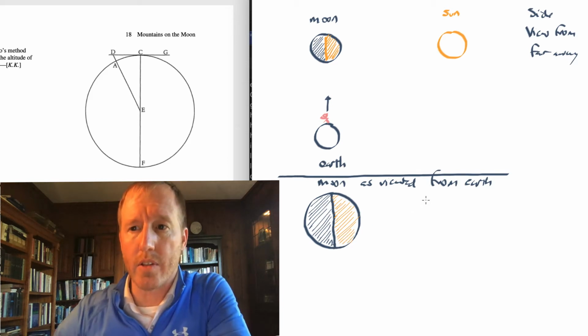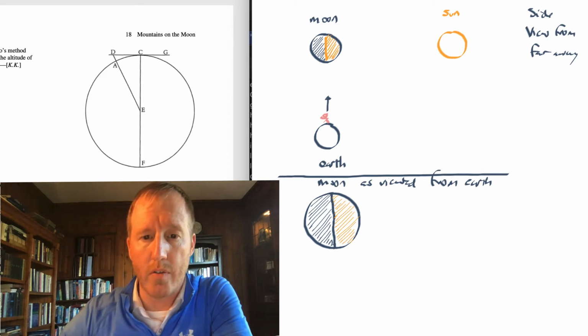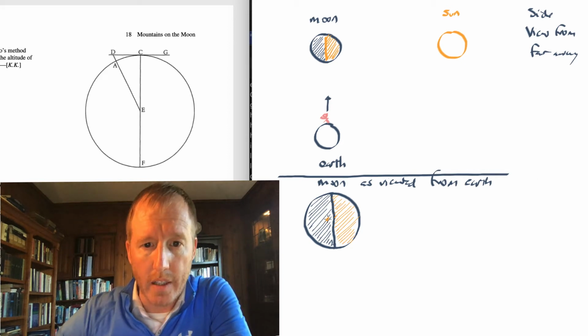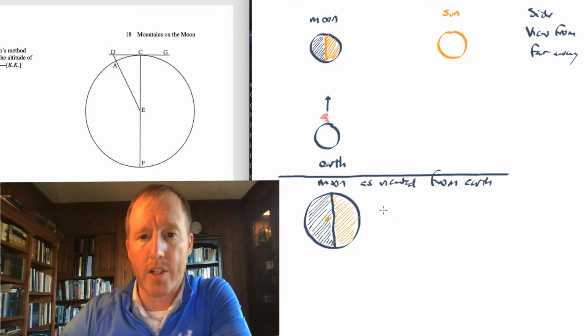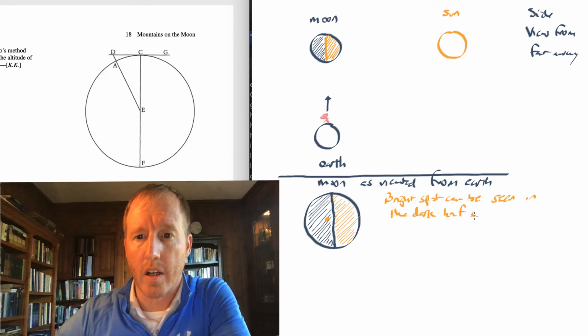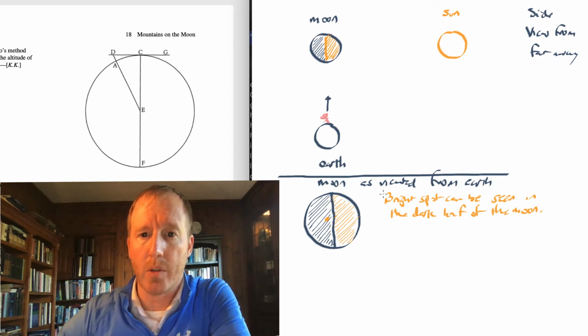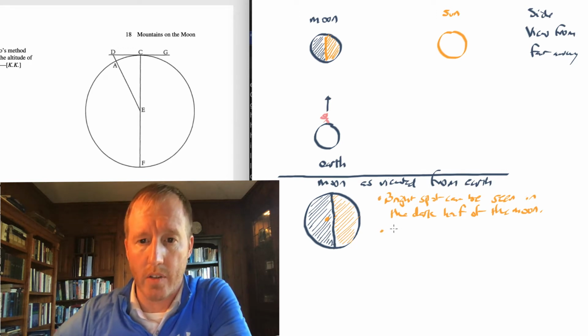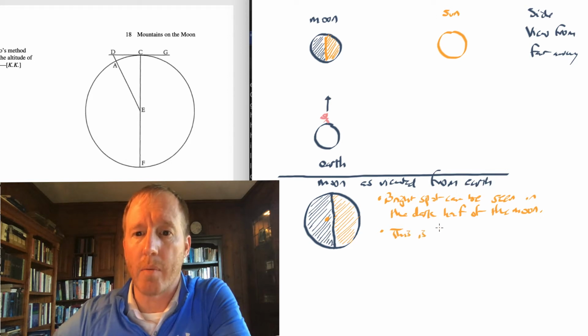Okay, and here is the thing that Galileo points out. He says, if you do this, occasionally you will see a little bright spot in the dark region of the moon. So a bright spot can be seen in the dark half of the moon. Why would there be a bright spot in the dark half of the moon? Well, this must be, he says, this is the peak of a mountain.